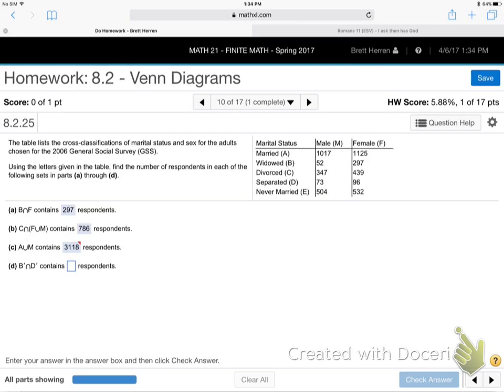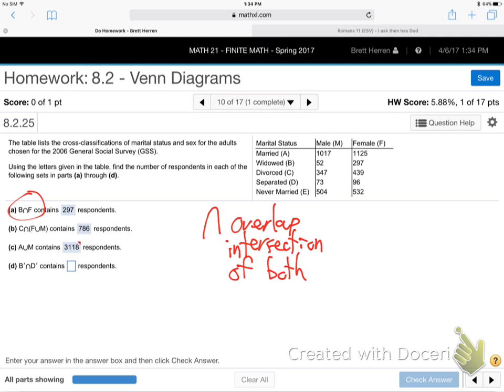All right, so here's the question. This is a little tricky one. Basically they're giving us that big old table, and they want us to do different parts. I answered a couple of them. Let me explain what I was doing there. B overlap F. So remember what the U turned over means. It means overlap, intersection of both categories. So the overlap is the intersection of both categories.